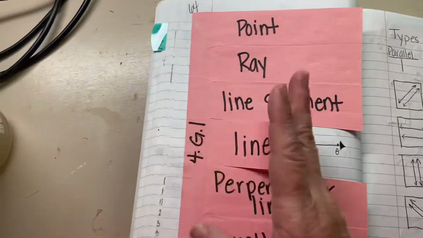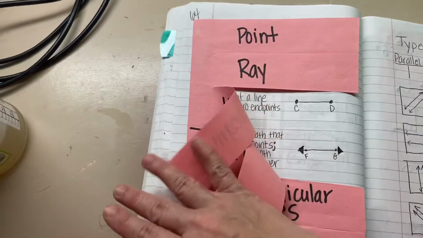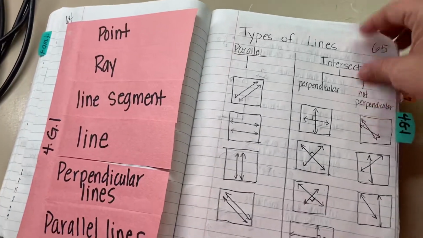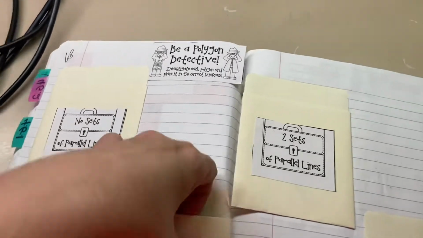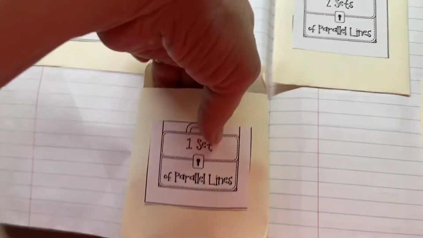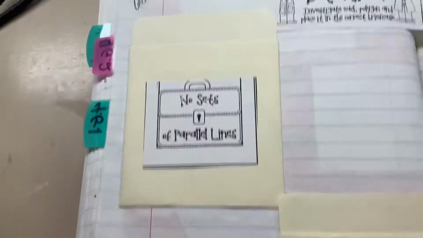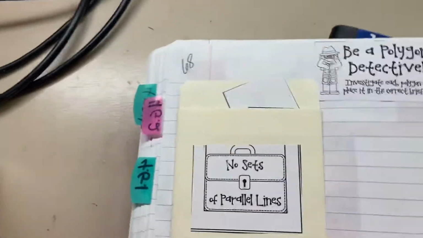This is a vocabulary. Taking construction paper, just cutting that and having them write the words and write the definitions underneath. This is a sort. I think the pieces are down in here. So this is Polygon Detectives. They're in there, but I can't grab them. And they had to sort the pieces.